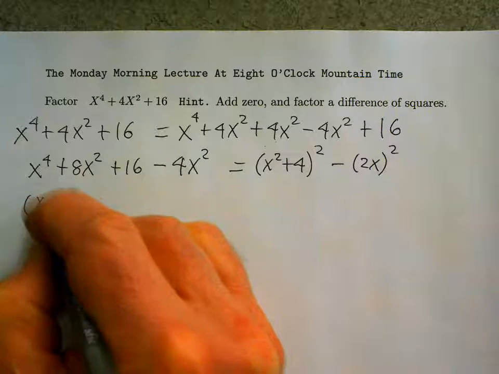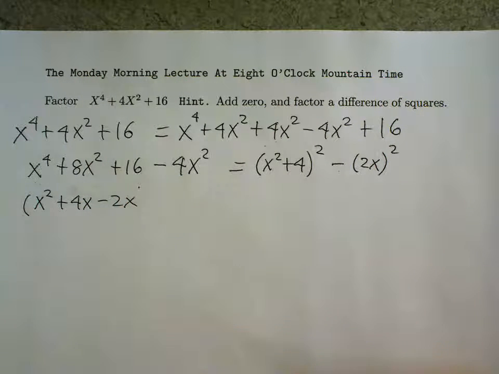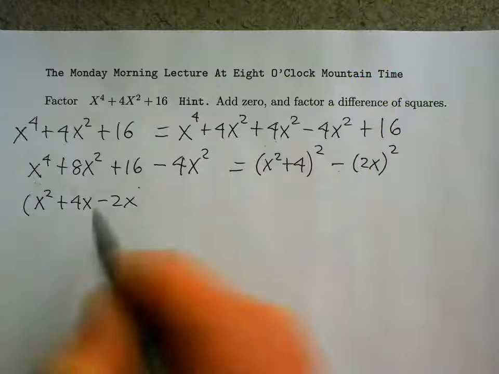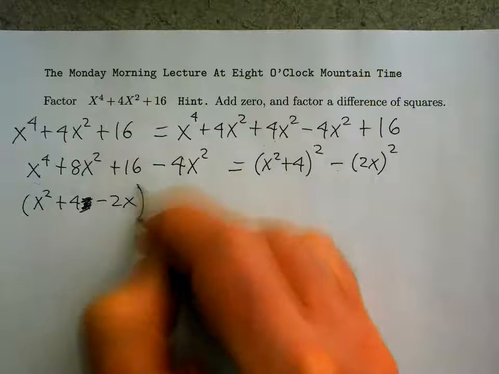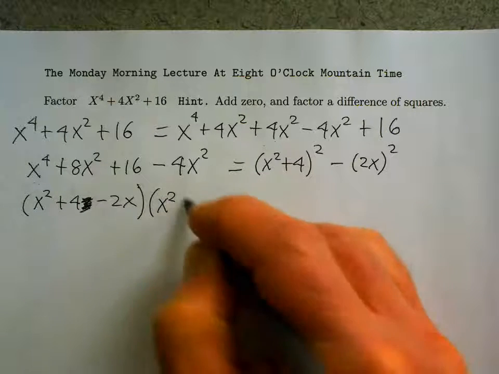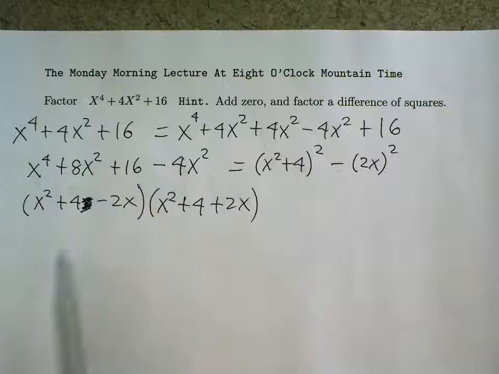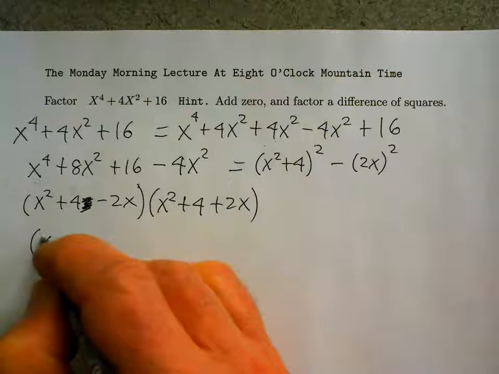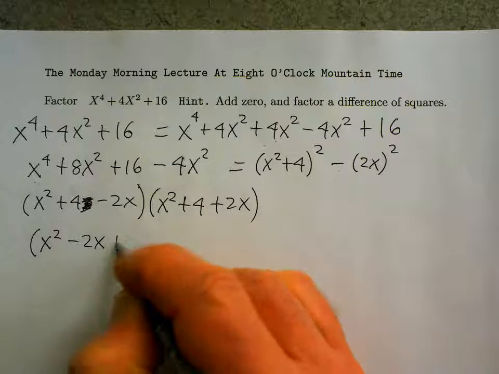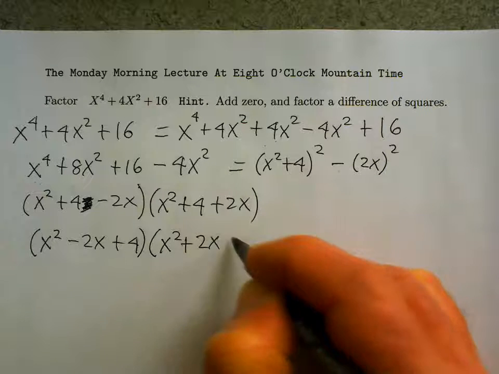One of the factors is x squared plus 4 minus 2x. The other factor is x squared plus 4 plus 2x. And then we'll rearrange the terms in each of those so that each one is in standard form. So we have x squared minus 2x plus 4 and x squared plus 2x plus 4.